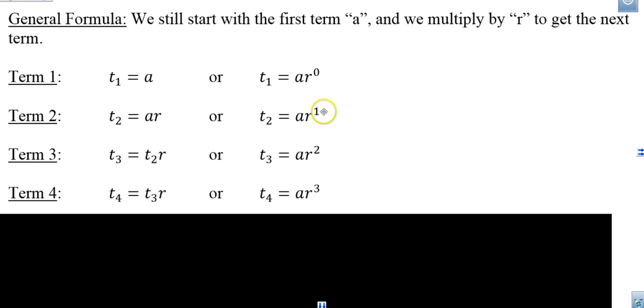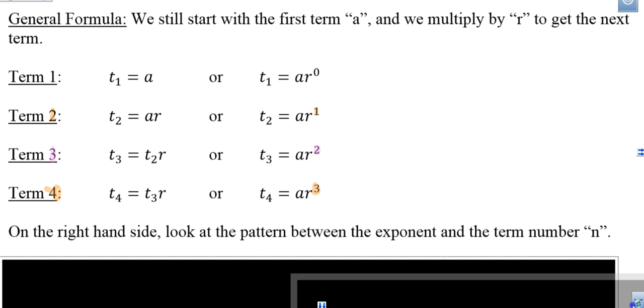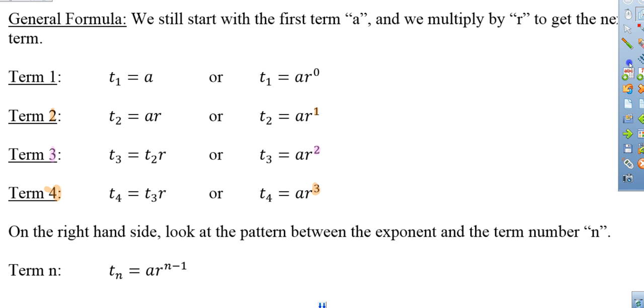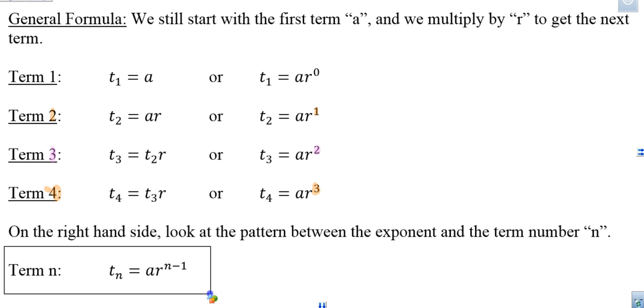Now just like with the arithmetic sequences, we want to look for some sort of pattern between the term number and then in this case the exponent on r, our common ratio. So for term number 2 we had an exponent of 1. For term number 3 we have an exponent of 2, and for term number 4 we have an exponent of 3. So what you'll notice is that the exponent on r is 1 less than the term number. So that is the pattern that we can see there. And that gives us an equation that we can use for any of these geometric sequences, that for term number n, whatever n is, we can calculate that as a times r to the power of n minus 1, so 1 less than the term number.